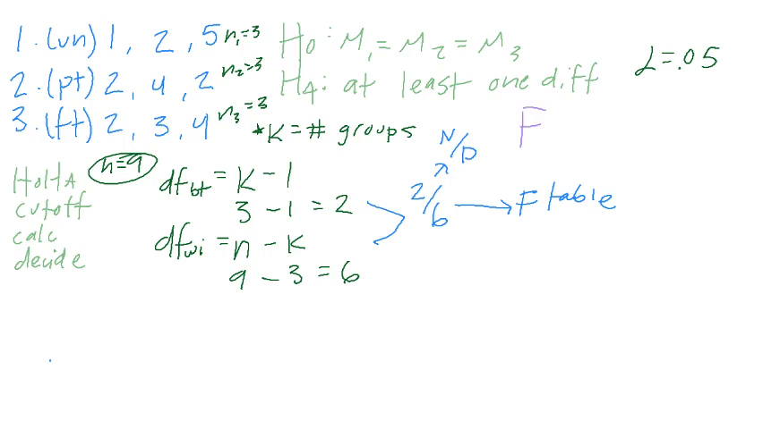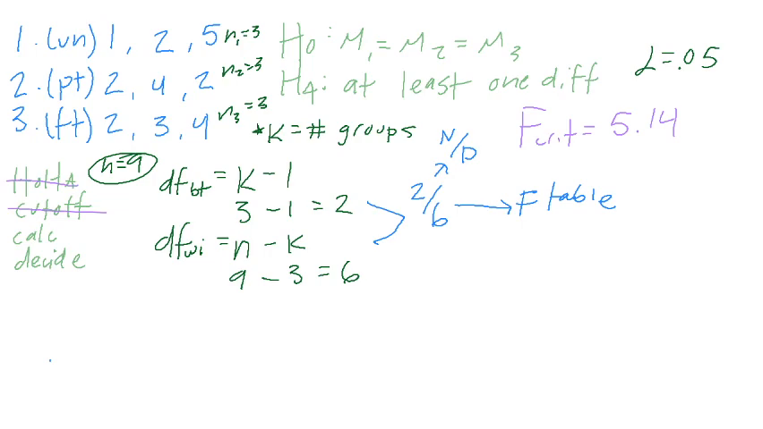Our F critical is equal to 5.14. Okay, so this is a little different than what we've been doing, but we'll follow the same procedure every time we look up an F critical value from the F table. You get the degrees of freedom between and within and use them to look up our value on the table. Okay, so we've done the first step, we've done the second step.